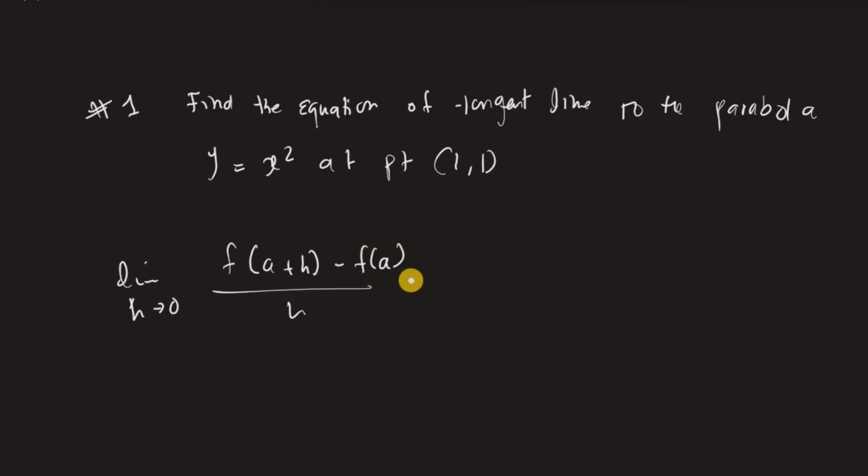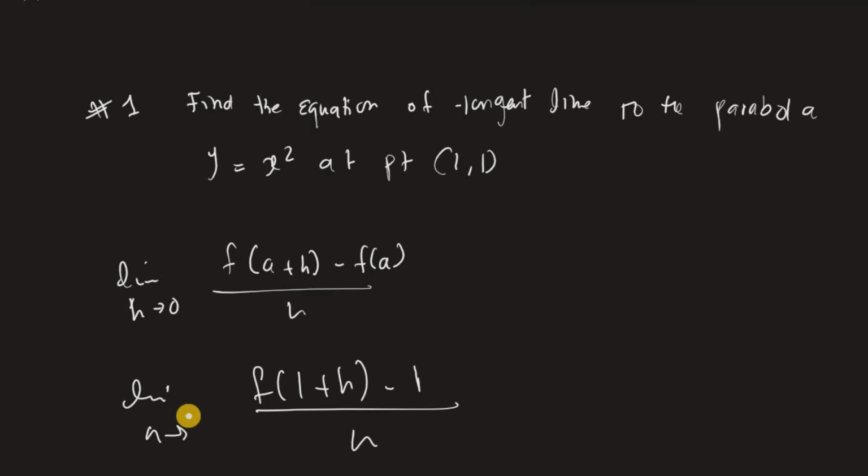So here f of a, that is our 1, and our point a is equal to 1. Okay, so we're simply going to replace it with f of 1 plus h minus f of 1. Because we have to replace it with f of a, and our f of a happens to be 1, we simply have to replace it by 1. And next we have an h, so limit as h approaches 0.